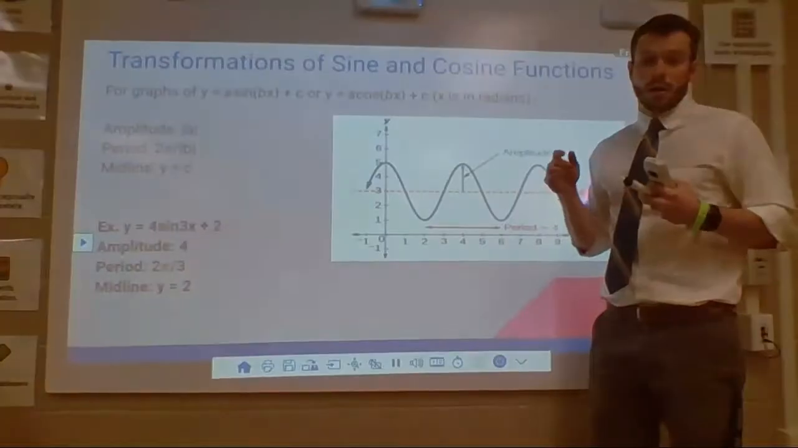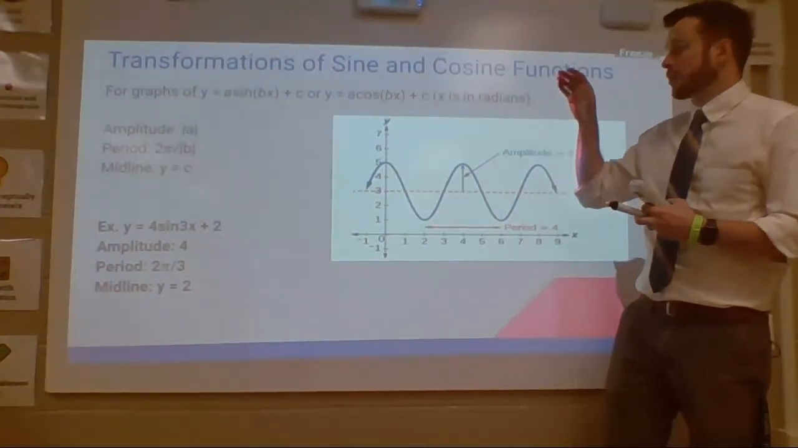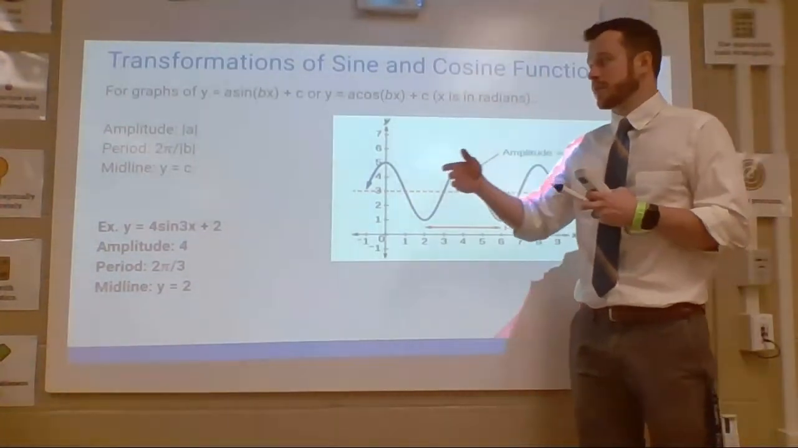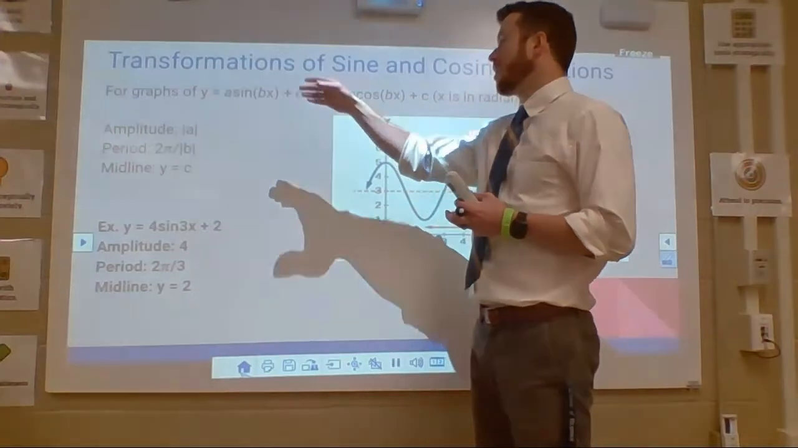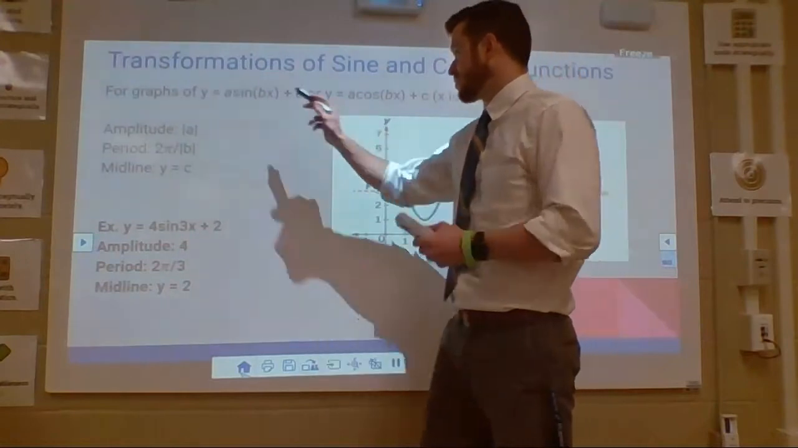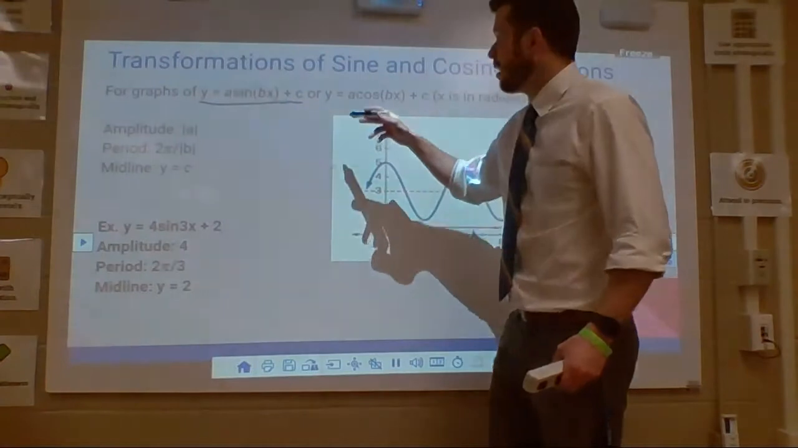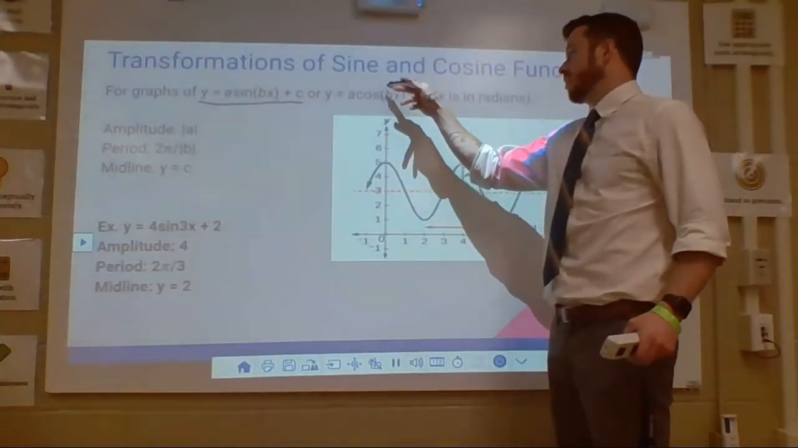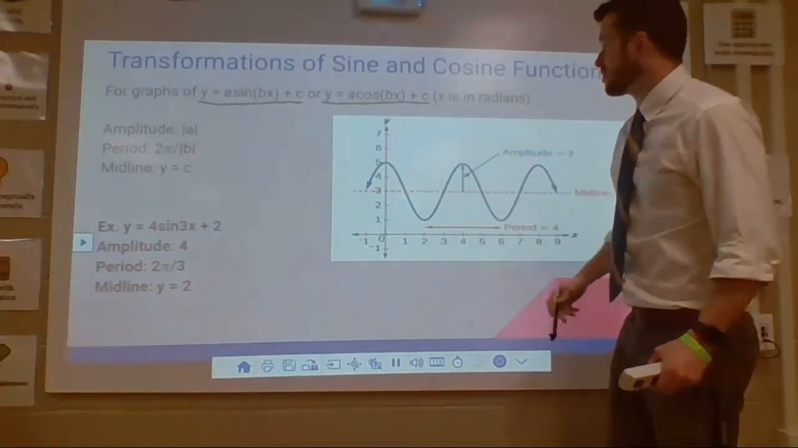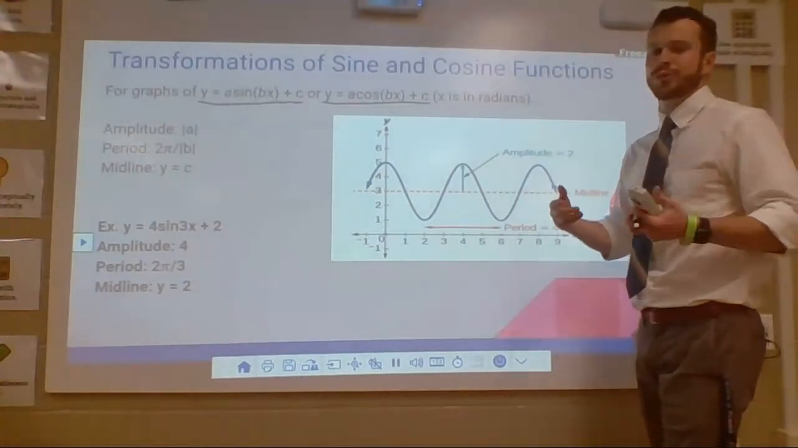Let's get going. Before we actually graph sine and cosine functions, we are going to talk about their transformations, how to look at the equation and figure out what the amplitude is, the period, and the midline. So for graphs of y equals a times sine of b times x plus c, here's one equation. This is the general form for a sine function, or y equals a times cosine of b times x plus c, so here's the cosine function, and x is in radians, so pi over 2, 2 pi, whatever.